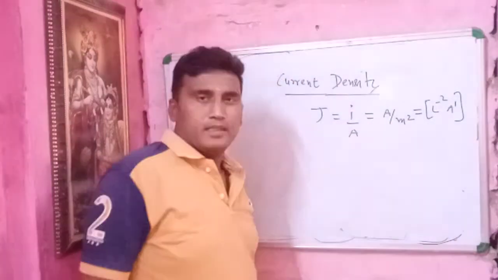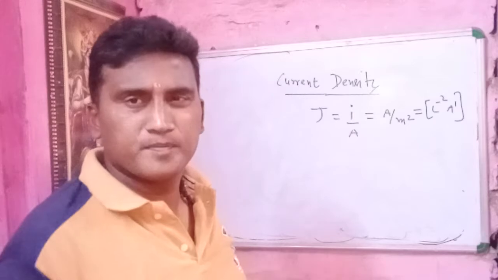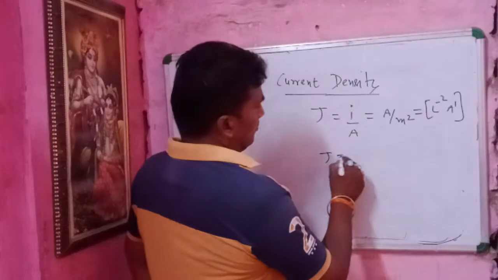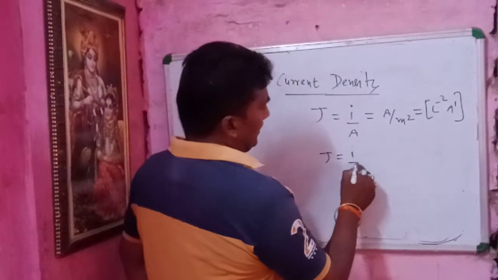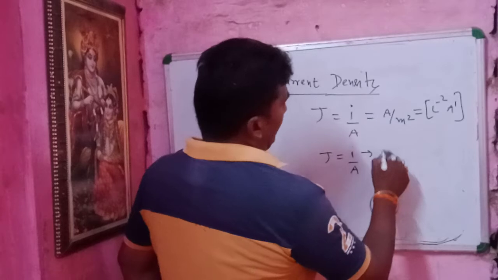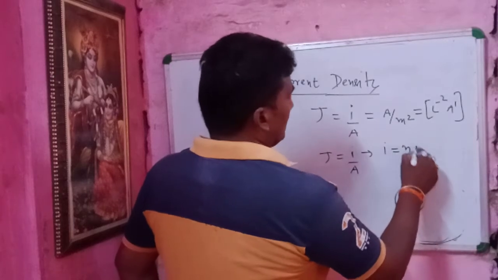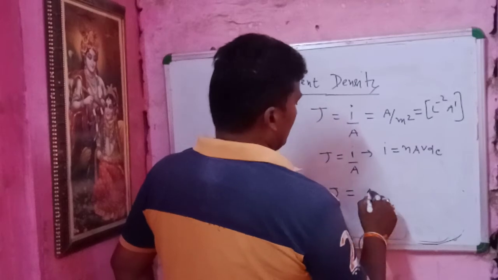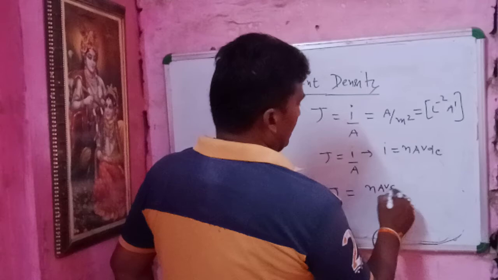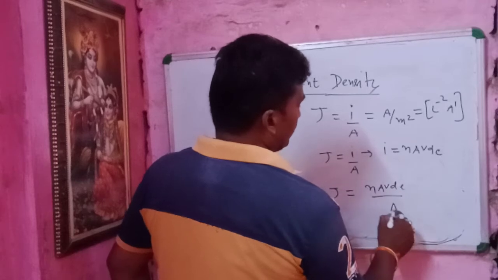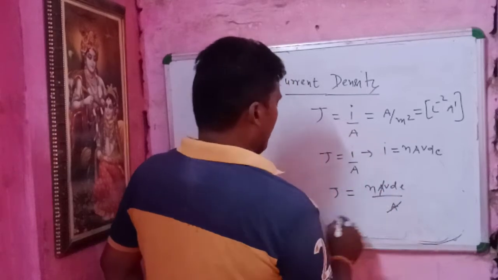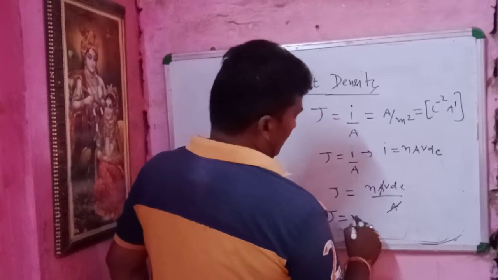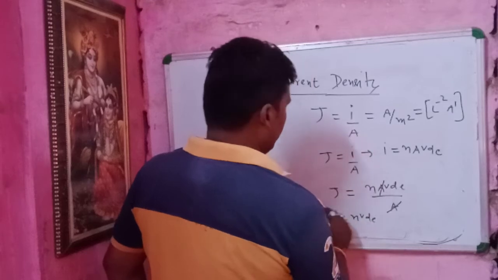We identify the relation of the current density in terms of the drift velocity. J is equal to I by A. We know that I is equal to nAvd e. Therefore, J is equal to nAvd e upon A. A is cancelled, and the relation is stabilized. J is equal to n vd e.